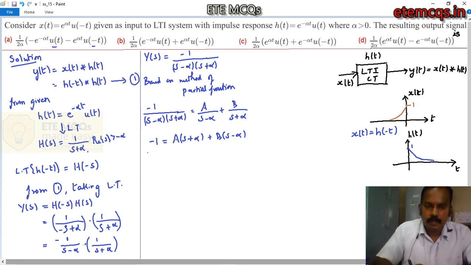So when s is equal to alpha in the above equation, you get minus 1 is equal to a into alpha plus alpha plus b into alpha minus alpha. This term becomes 0. So you have a is equal to minus 1 divided by 2 alpha.